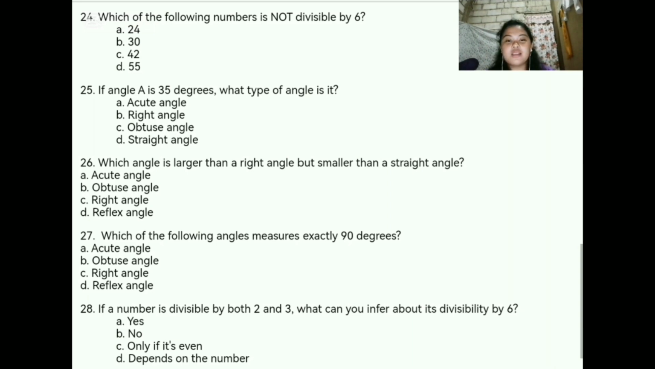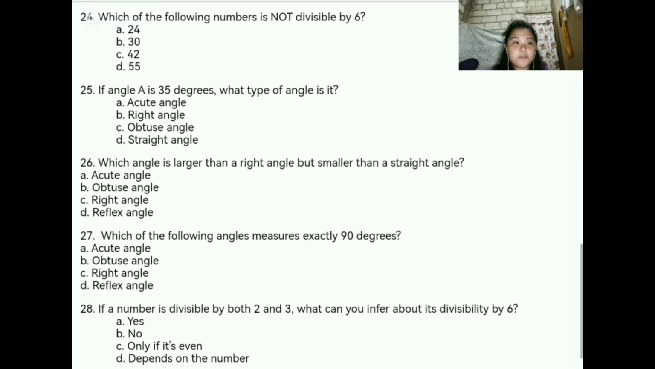So, letter A, 24. So, 24 is divisible by 6, which is 6 times 4 is equals to 24. So A is incorrect. How about letter B, 30? So 30 is also divisible by 6 because 6 times 5 is equals to 30. So how about letter C, 42? So 42 also is divisible by 6 because 6 times 7 is equals to 42.